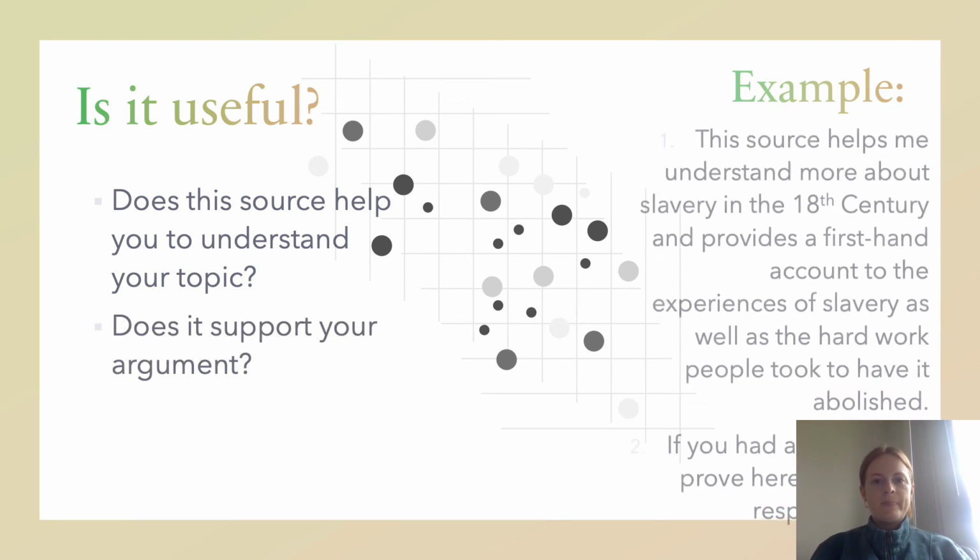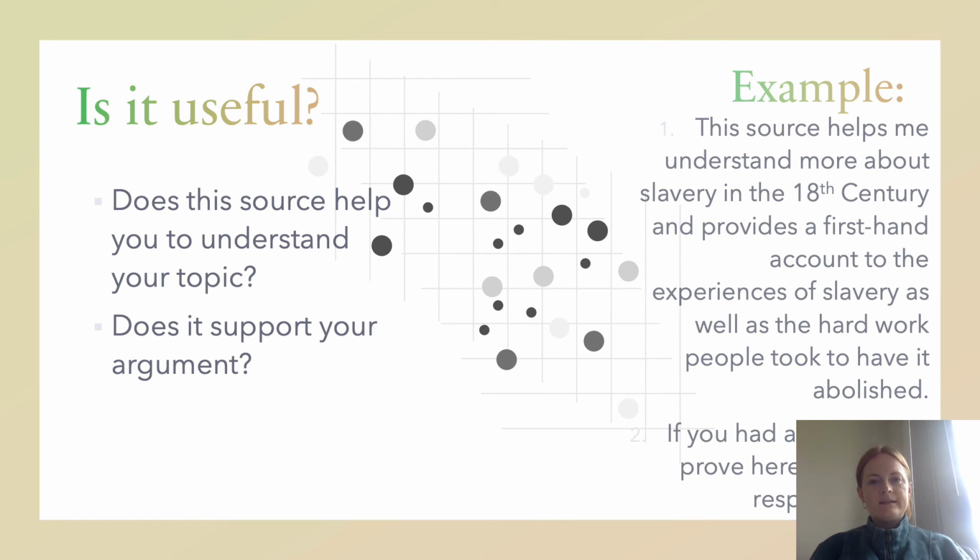Here is my example. To question 1, I said this source helps me understand more about slavery in the 18th century and provides a first-hand account of the experiences of slavery, as well as the hard work people took to have it abolished. I did not have a response to the second question as I'm not using a key research question. However, I did say that if you had a question to prove here, you would respond to that. Have a read and then have a go yourself.